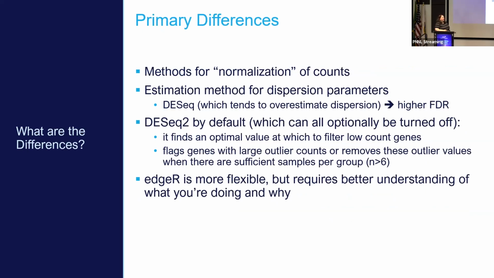So what are the primary differences between these two methods? They're fundamentally similar philosophies, but the way that they normalize counts is different. The way that they estimate that variance or dispersion parameter is different. And if you search the literature, there have been lots of reviews of all the different methods to model transcriptomics data. The consensus generally is that DESeq2 sometimes tends to overestimate variability, and that often can lead to higher false discovery rates.